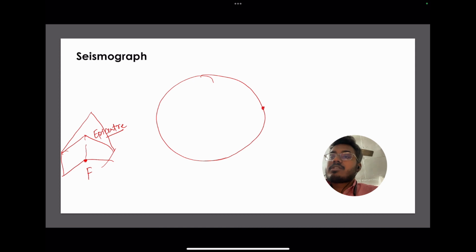Suppose I have a seismometer at a location A and it records the arrival of a P wave at 10 o'clock. This is the first P wave. And then after 5 minutes, the first S wave is recorded. And we know the velocity of both P and S wave.